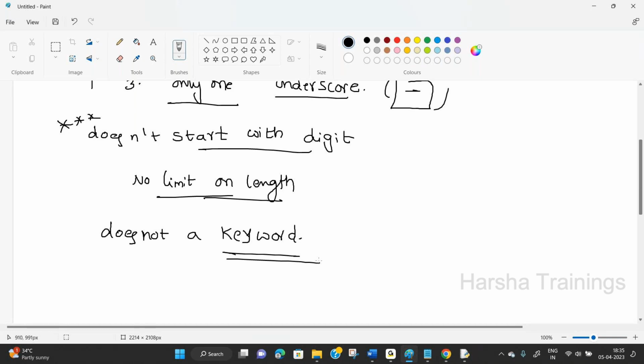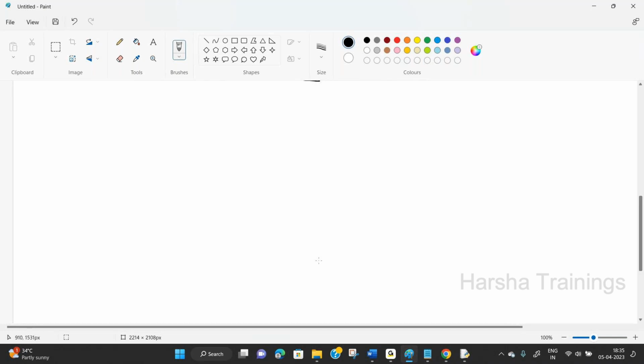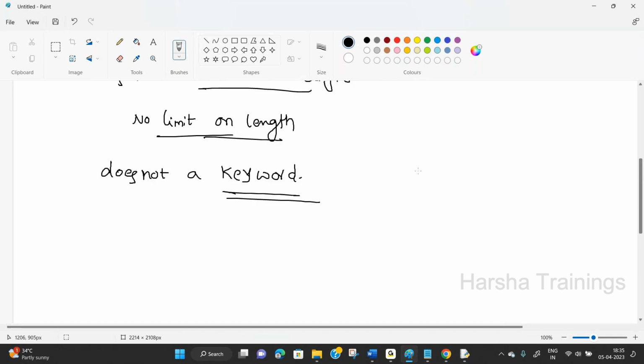What is meant by keyword? Obviously, that is my next topic. Yes or no? You know, keywords are not used. What is my next topic? What is meant by keyword? Simply, the meaning of keyword is a reserved word. Reserved word. You know the term reserved.